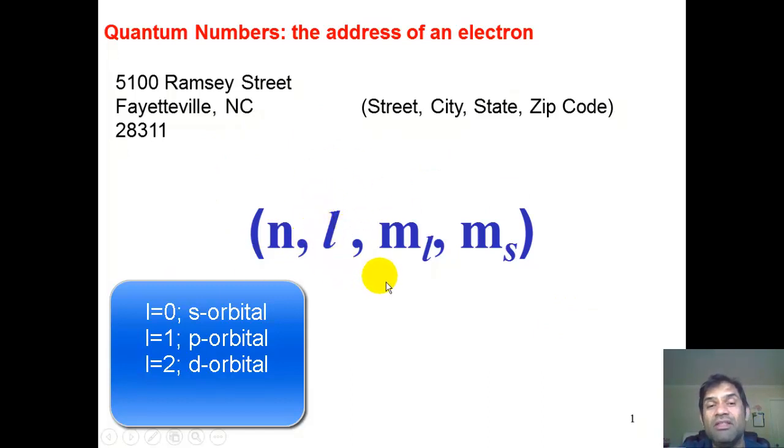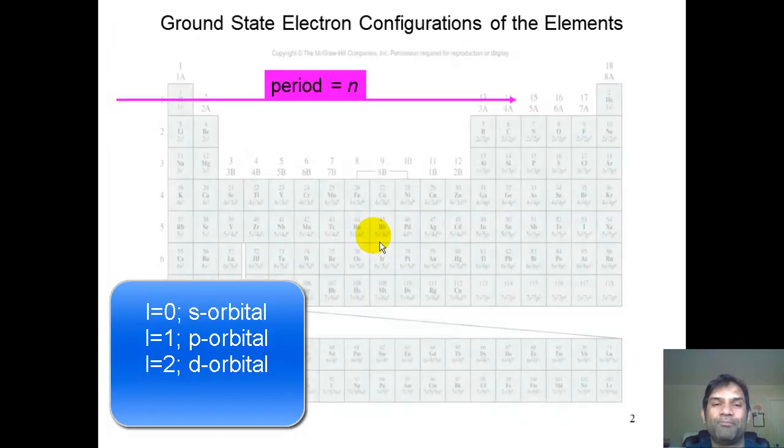Finally, within those orbitals, we have certain spaces. Where within the orbital does the electron reside? That's going to be m sub l. M sub l can take on many different numbers, and that is something we will talk about here. So the second and third quantum numbers require a little bit of discussion.